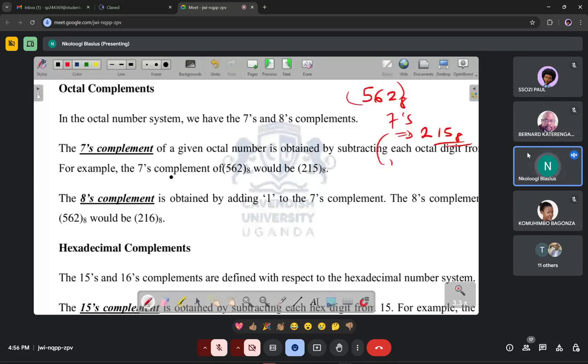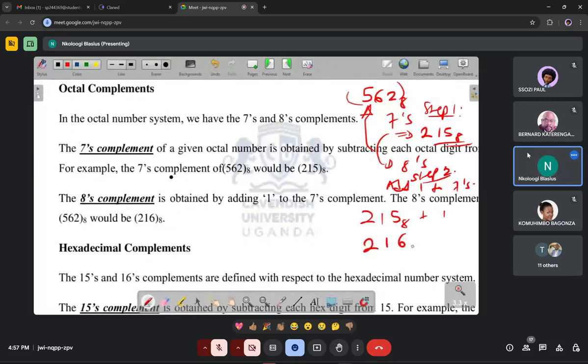Yet, if I say eights complement of this number, it means that step 1 I got my sevens complement. Then step 2 would just be that I need to add a 1 to the sevens complement. What was the sevens complement? 215 base 8. So add a 1. I will have 216 to get my eights what? Complement.